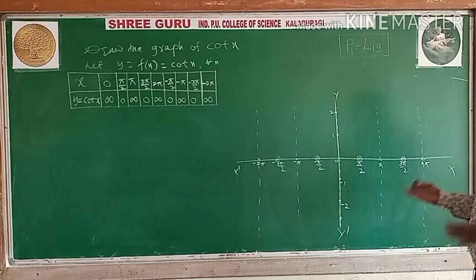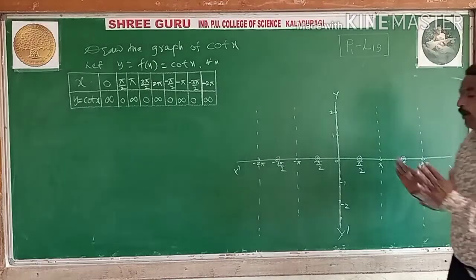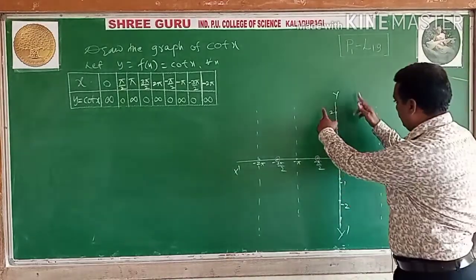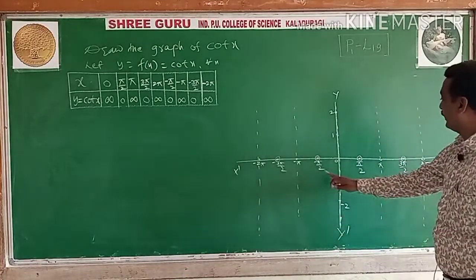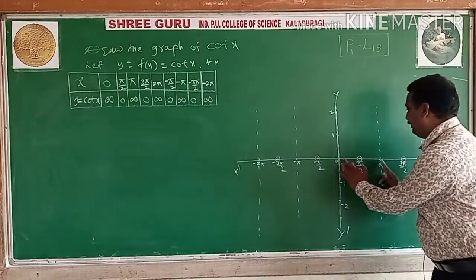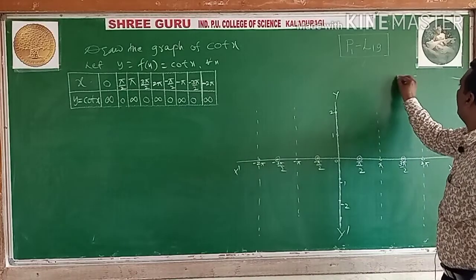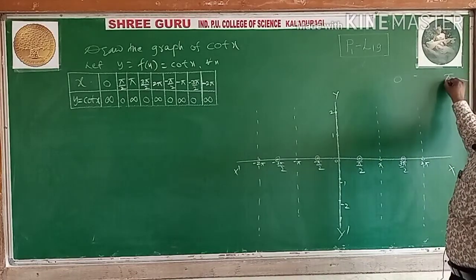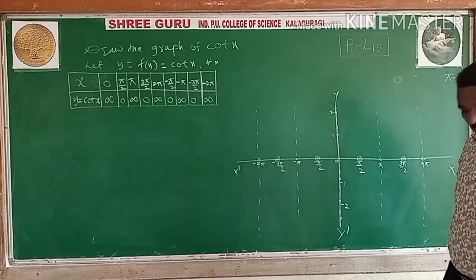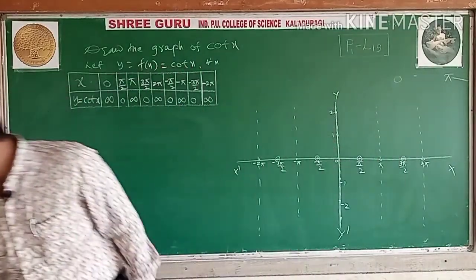So you have to draw the graph. In that, we took minus pi by 2 to pi. You can choose any interval. Here I will take the 0 to pi interval, and take the values in between 0 and pi.